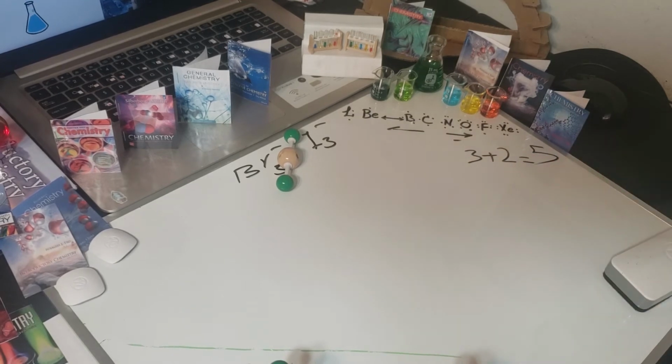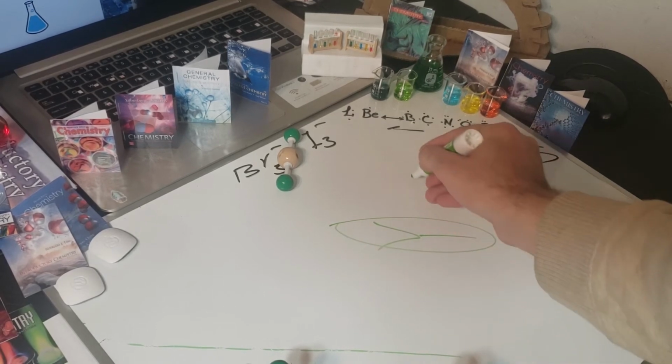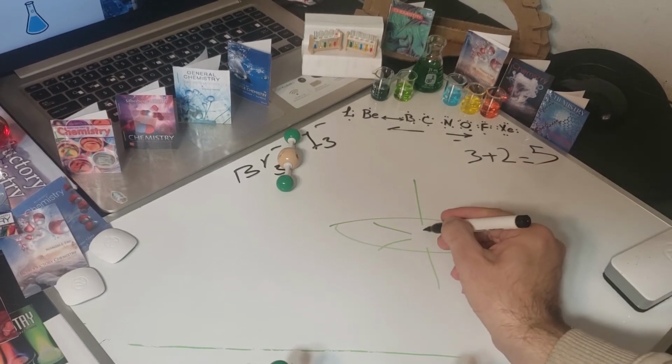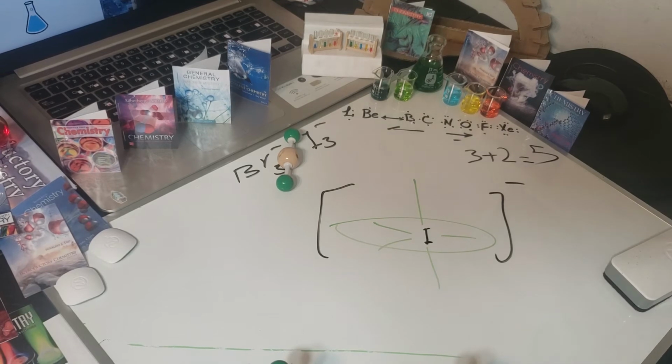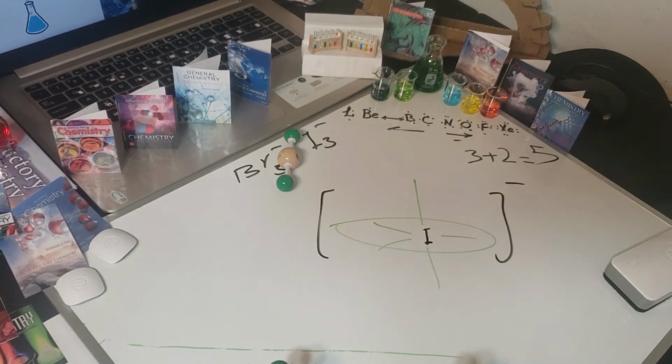And I'm gonna draw this. Remember, when we do the Lewis structure, the charge goes for the whole molecule. So in the center I put iodine. I know it's I minus, but because this is my final Lewis structure, I know that the charge should go for the whole ion, so I do brackets and things.